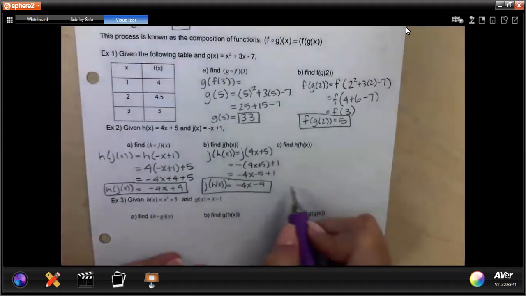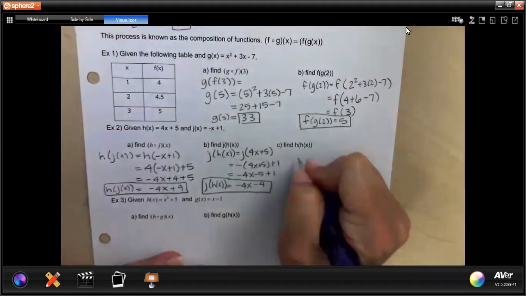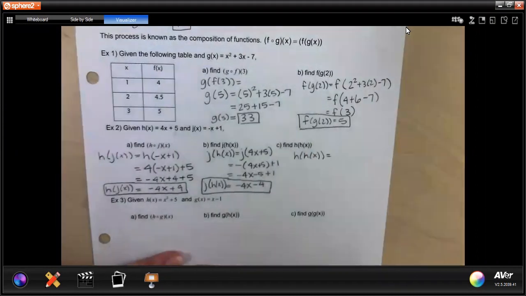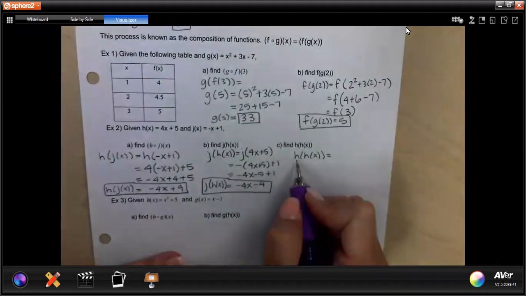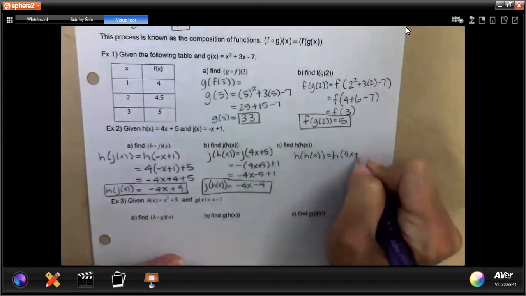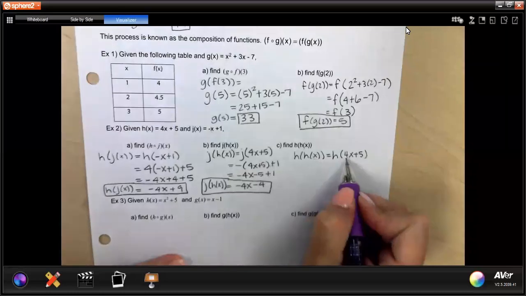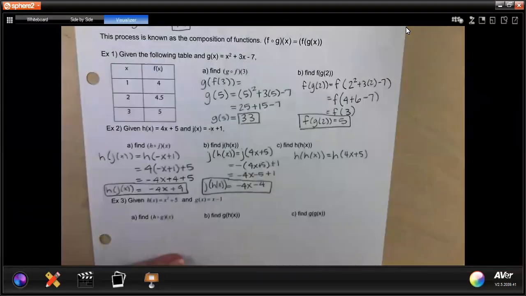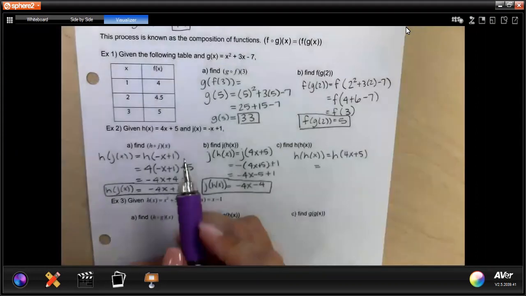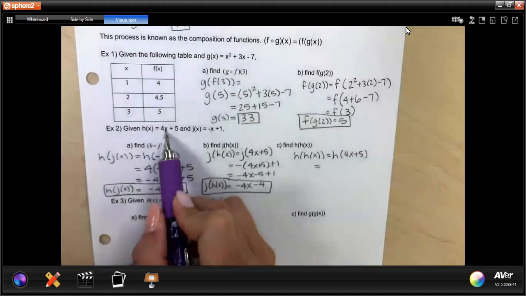For this next one, C here, it says h of h of x. And that makes it kind of strange because it's got the same function, but that's okay. That just means that we're replacing it into the same exact equation. So we've got 4x plus 5 is the value of this h of x. So I replaced the first h of x with 4x plus 5. Now h is still the one on the outside. So I'm going to use this equation again. Again, the only thing I substitute is that x.